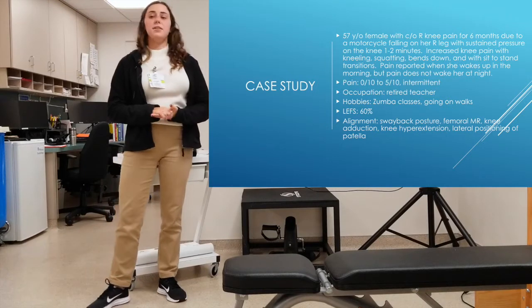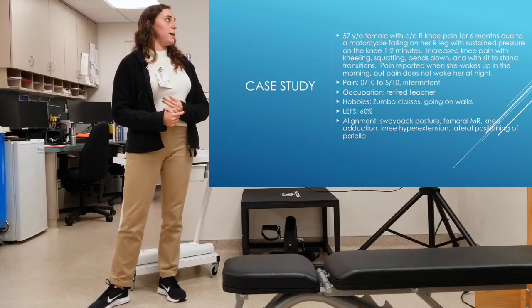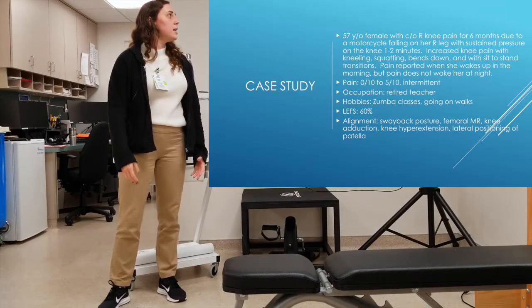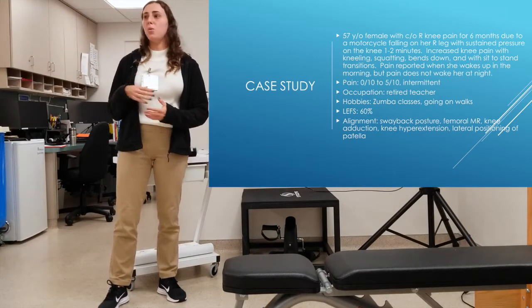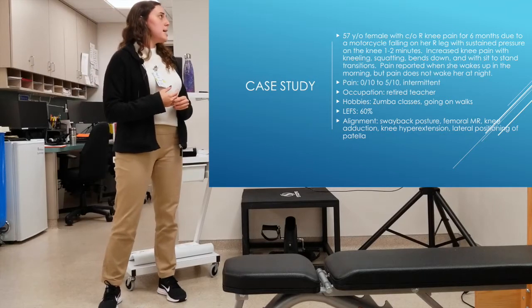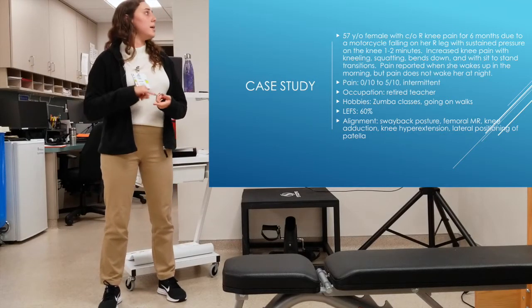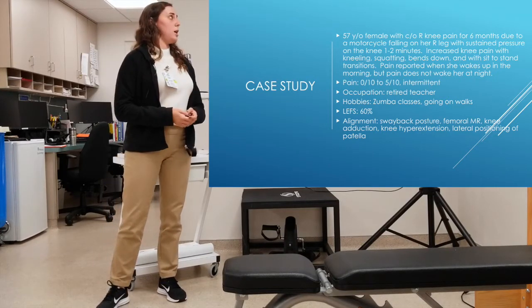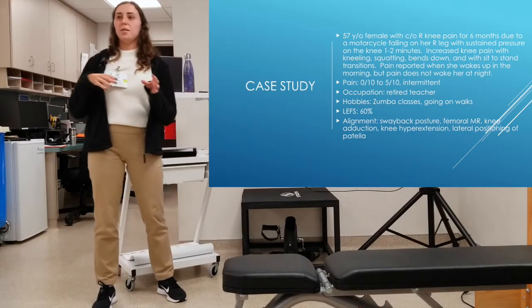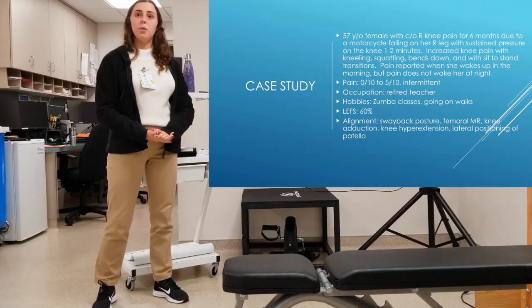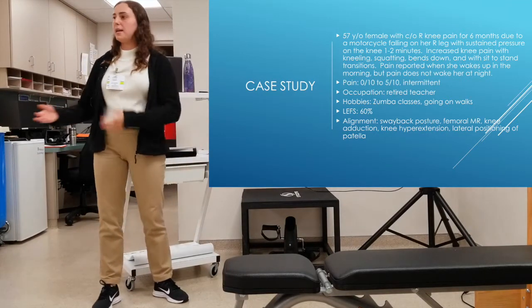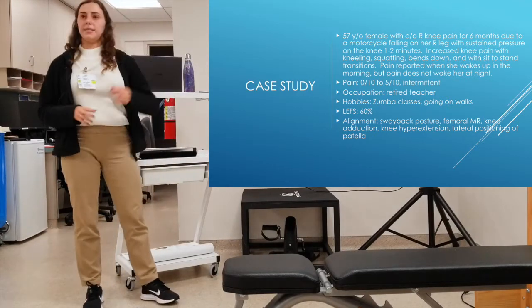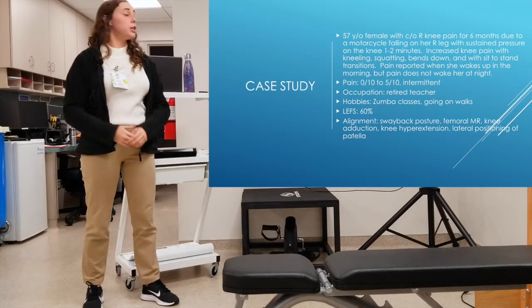So it was a 57-year-old woman. She had right knee pain for about 6 months because 6 months ago she had a motorcycle fall on her leg. So she had some pressure on that knee for about 1 to 2 minutes and it was just sustained. And since then she had been having knee pain with bending the knee, squatting, kneeling, getting up from standing. All of those were causing her problems. She had pain in the morning once she woke up, but didn't have any pain that woke her up during the night. Her pain fluctuated from 0 to 10 to 5 out of 10, so it was intermittent, just with some of those activities that I mentioned is what increased the pain.